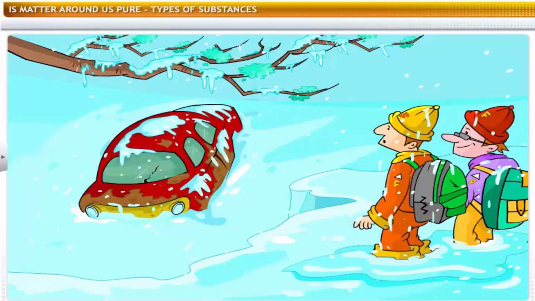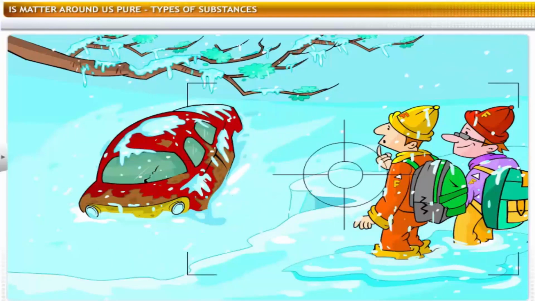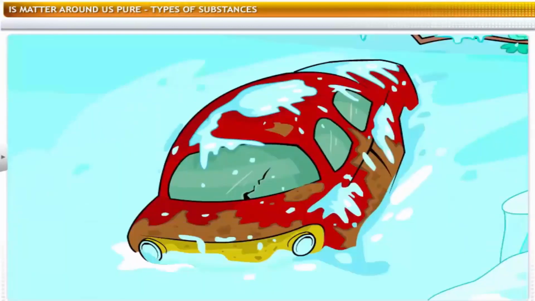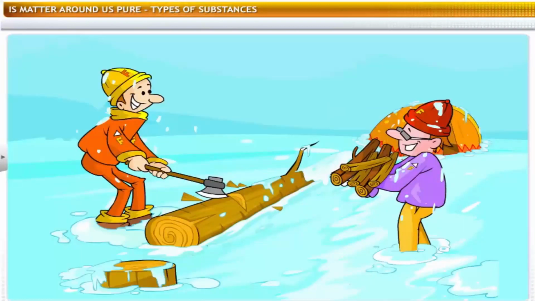Oofs. Look at the car, it's completely rusted. It was a great shot, dude.